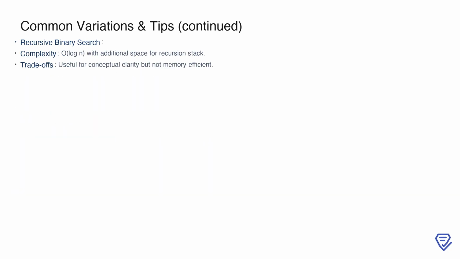Another variation to consider is recursive binary search. This approach maintains the same time complexity of O(log n), but it introduces additional space complexity due to the recursion stack. While it's not as memory efficient as an iterative solution, recursive binary search can be helpful for conceptual clarity. It provides a cleaner and more intuitive way to express the logic of binary search, which might be useful in scenarios where readability and simplicity are prioritized. However, in practice, the iterative approach is generally preferred for its efficiency and lack of additional memory overhead. Being familiar with both methods allows you to adapt to different requirements and constraints in coding challenges or real-world scenarios.